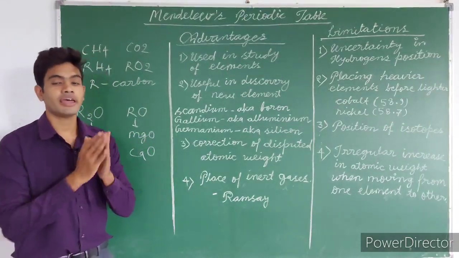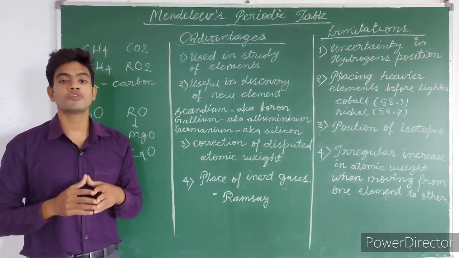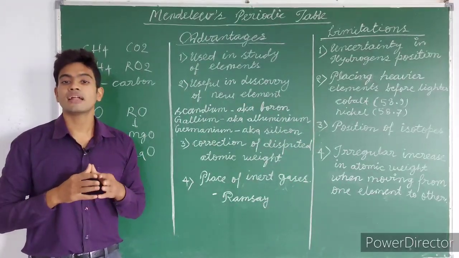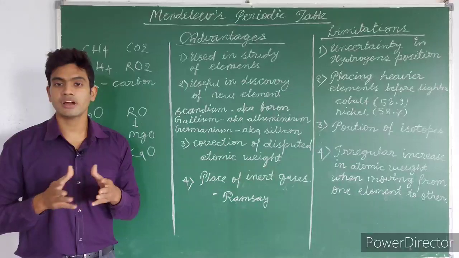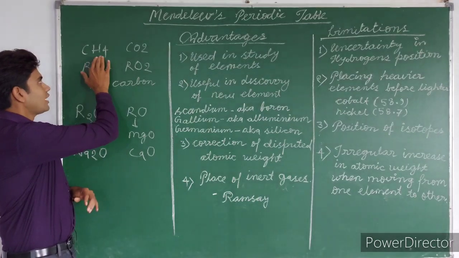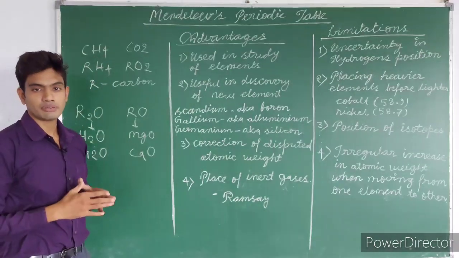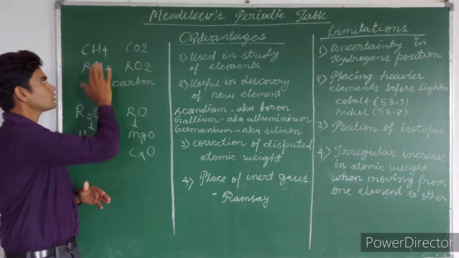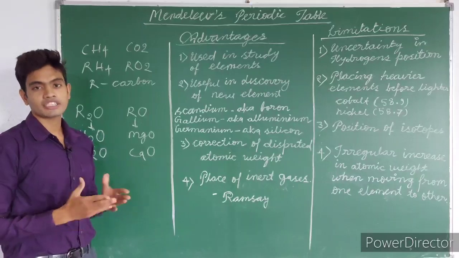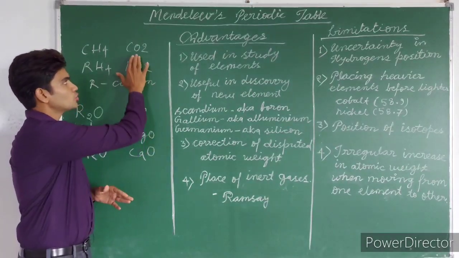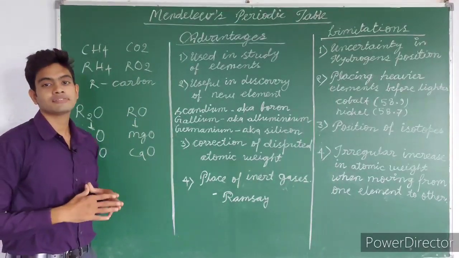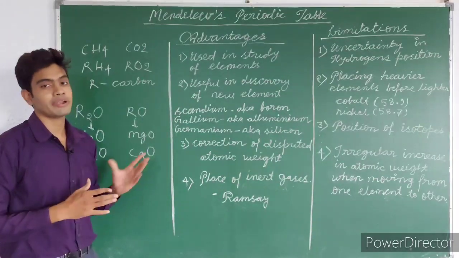Now, at the top of every period, a general formula for the hydrides and oxides were written, where letter R was used to represent any of the element of the group. For example, if we say that methane is the hydride of the carbon, so here CH4 was represented as RH4. We also know that carbon dioxide is the oxide of carbon. Here CO2 used to be represented as RO2. So this was the kind of arrangement or organization of Mendeleev's periodic table.